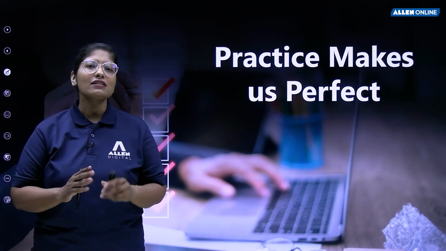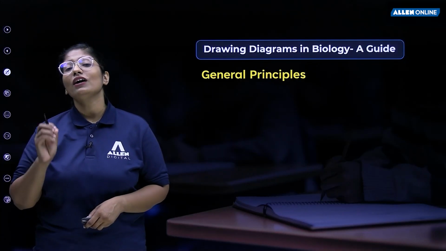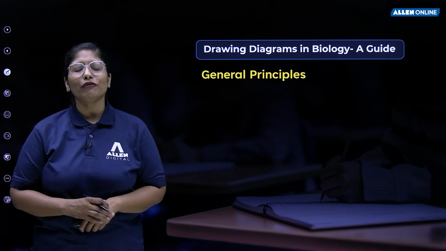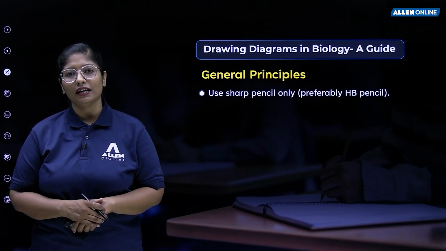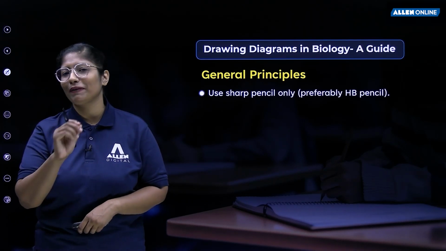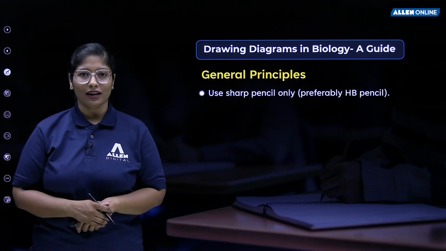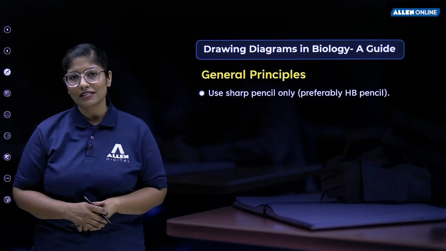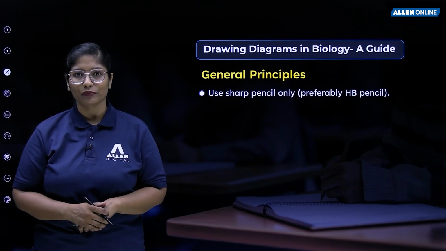Okay, now there are some general principles that we are going to understand when we have to draw the diagrams. Okay, so the first rule, the first principle is to use a sharpened pencil only when you have to draw the diagram, and preferably use an HB pencil, a dark colored pencil when you are drawing the diagrams, right?